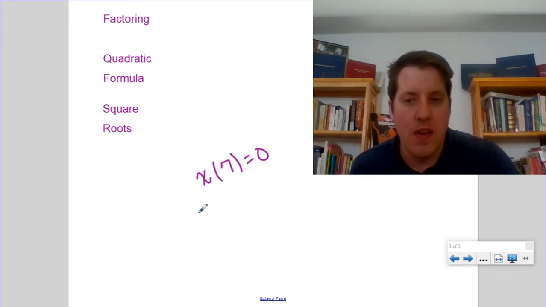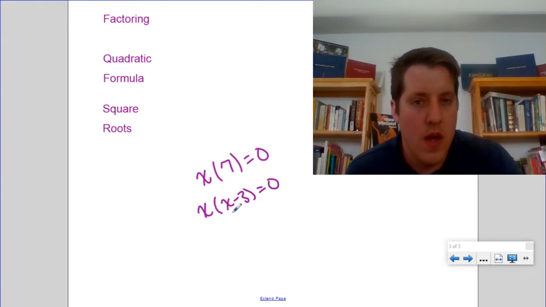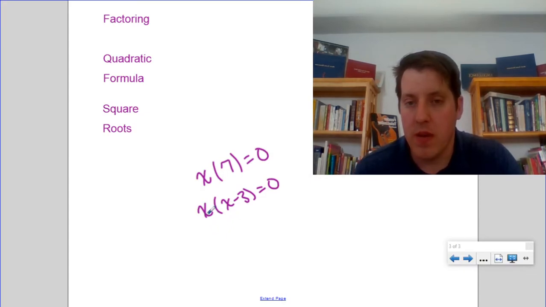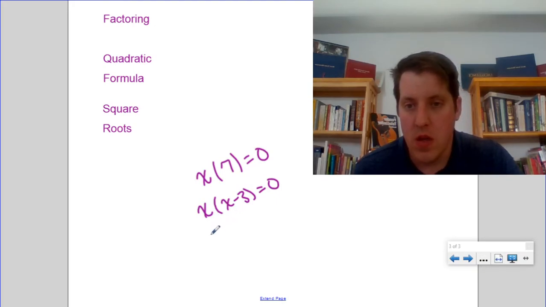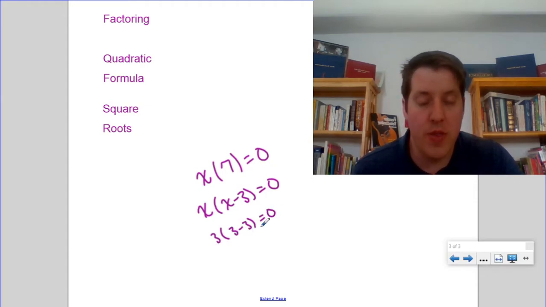If I say x times x minus 3 equals 0, x could be 0, because 0 times something equals nothing, or x could be 3. If you plug in 3, 3 times nothing equals 0.